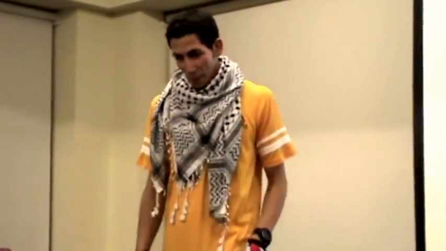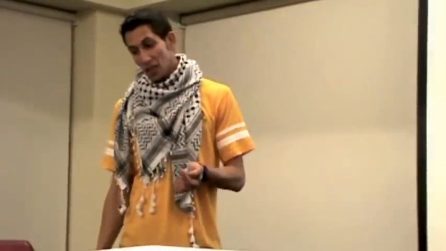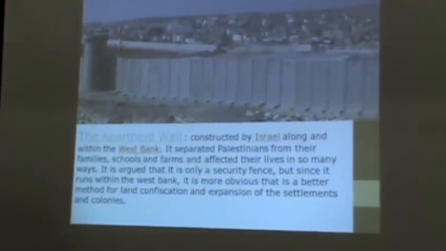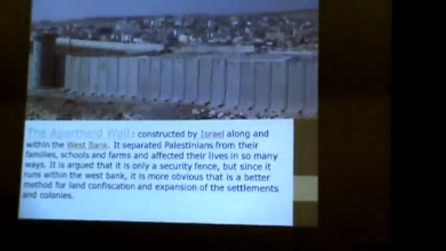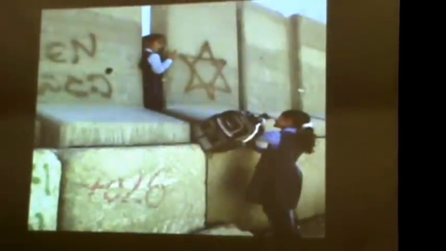They argue behind this wall that it's all about security. They want to secure themselves. I don't know from what. And it is more obvious that it's a better method for land confiscation and expansion for the settlements and colonies. So they built this thing just to expand these settlements. This is the main goal behind the apartheid wall. It's not about security or stuff. A lot of girls are trying to cross the apartheid wall to go to school.